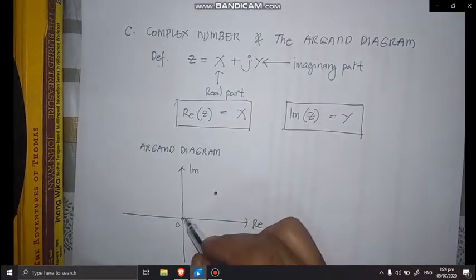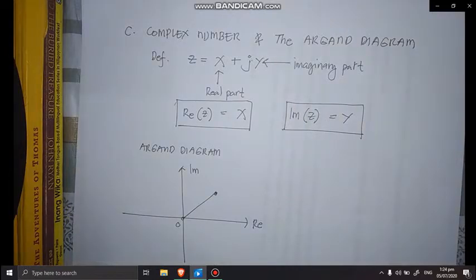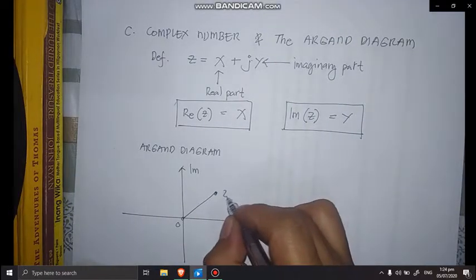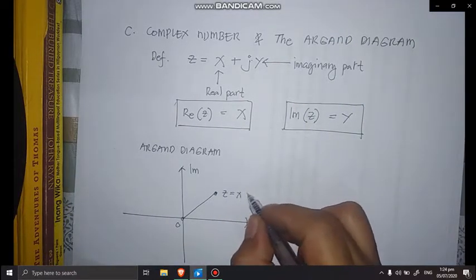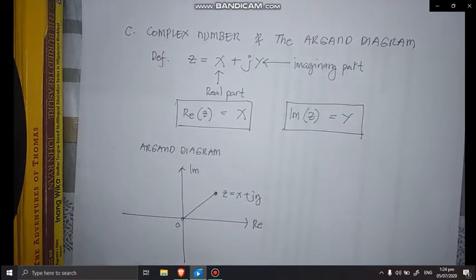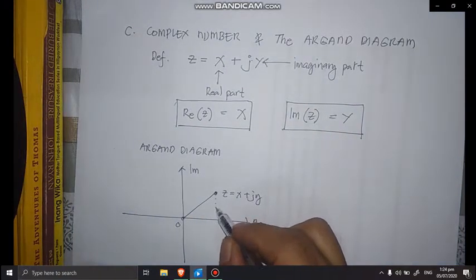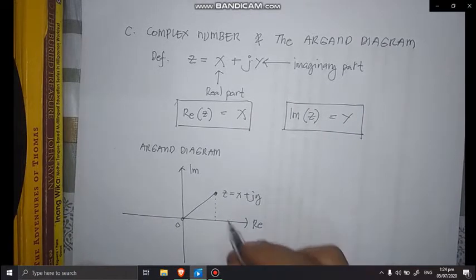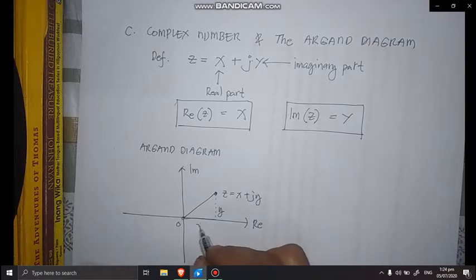Now, for example, I have a point here. The distance from the origin to that point is z equals x plus jy. That is the representation of your complex number. Now the distance of your complex number point to the real axis is equal to y, and the distance to the imaginary axis is equal to x.